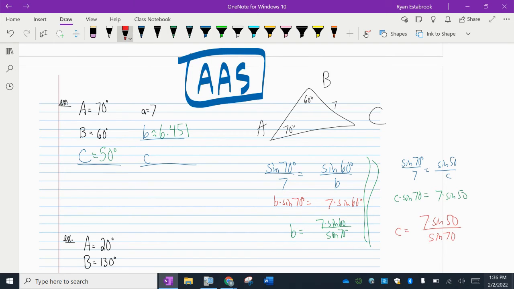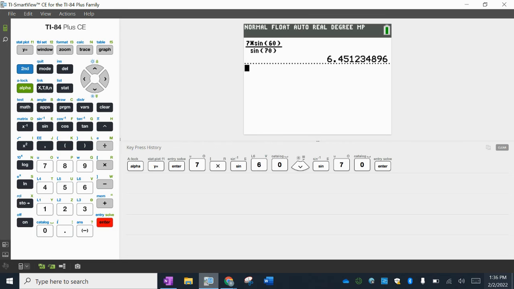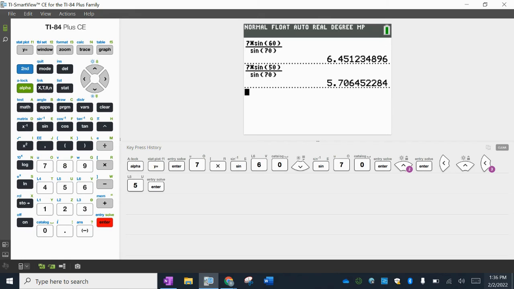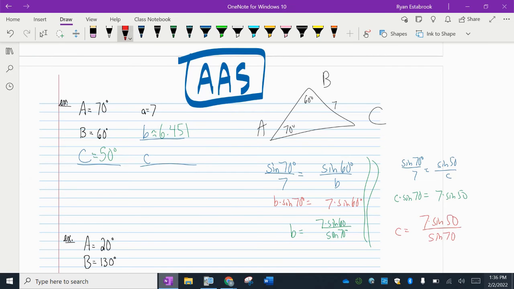As I look at how I calculated this one, the work was a lot of the same stuff. And when I go back to my calculator, I want 7 sine 50 over sine of 70. The last thing I put in there is almost exactly like that. So to maybe save myself some keystrokes, I'm going to up arrow. The only thing that has to change here is in the numerator. It should be 7 times the sine of 50. Otherwise, it's just like the last one we did. And for this one, I'm getting 5.706. Don't have to do it that way, but it is a bit of a time saver.